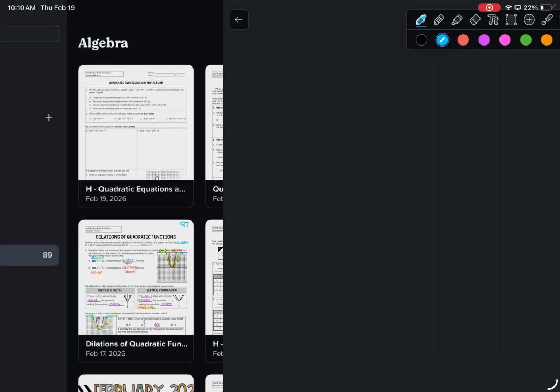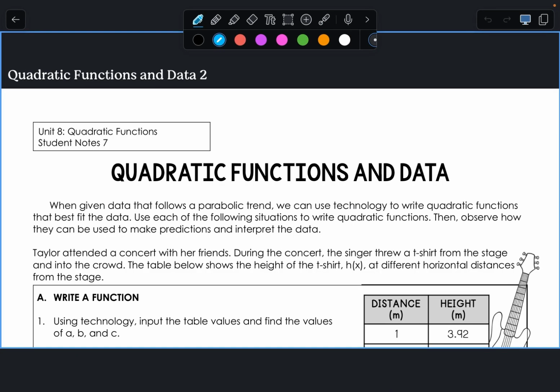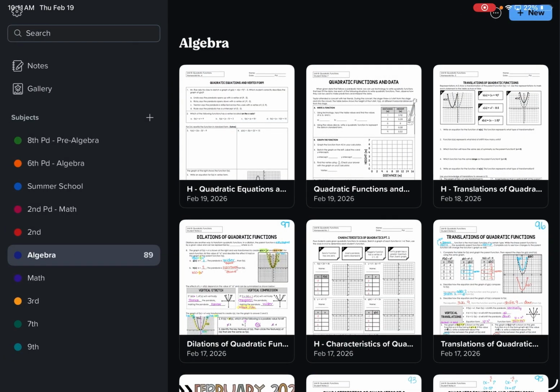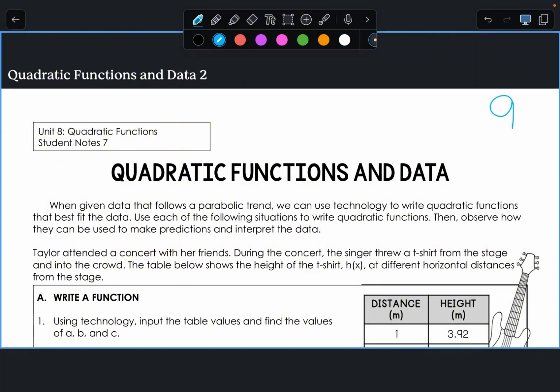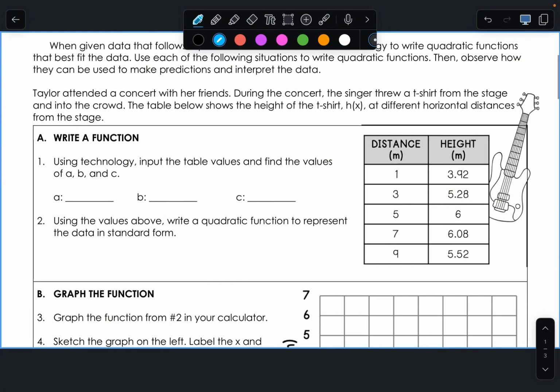All right. Quadratic regression. Here we go. Quadratic functions and data. This is page 98. Since tomorrow's the last day of the 6 weeks, the assignment that goes along with this lesson is not going to be due until Monday. Okay. Yay. All right. It says using technology, input the values and find the values of A, B, and C.